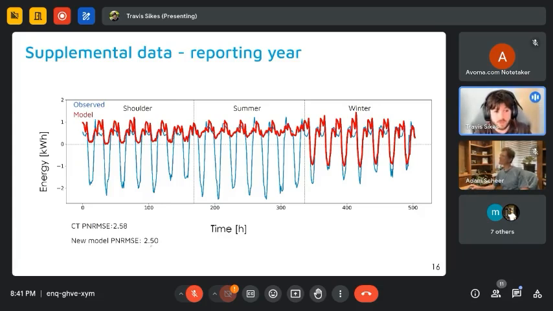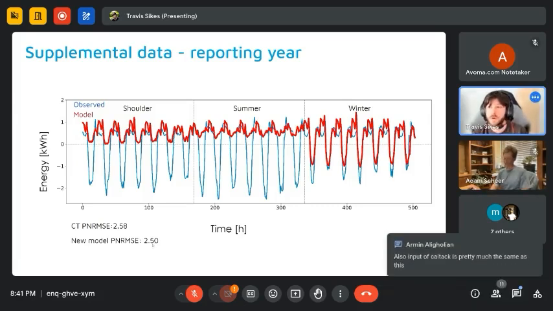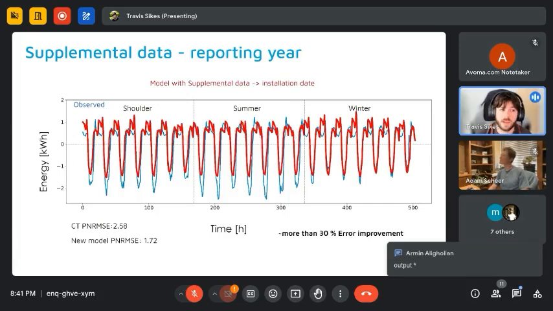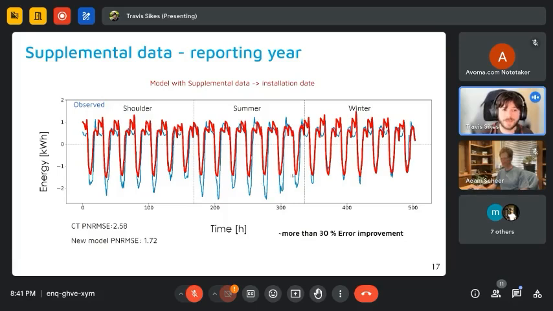Likewise, its PNR-MSE is going to be quite high at 2.5. But if we model that while including that solar PV installation date, we can actually learn from winter and apply that to shoulder and summer. So this is basically saying that the amount of energy produced in the winter is going to be reflected in the shoulder and the summer.